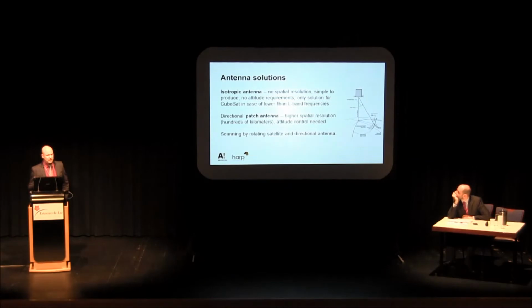For CubeSat, of course, the big limitation is antenna, because we cannot have very big antenna, so there are two options: isotropic antenna, maybe dipole antenna or several dipoles, and in this case you cannot get very much spatial resolution, or almost no spatial resolution, but as your satellite is orbiting the Earth, you still can get the statistics about what orbits, what areas are affected by radio frequency interference, and this type of isotropic antenna is most probably the only possibility to investigate radio frequency interference lower than L-band frequencies, lower than 1 gigahertz.